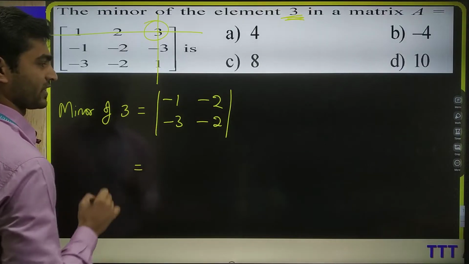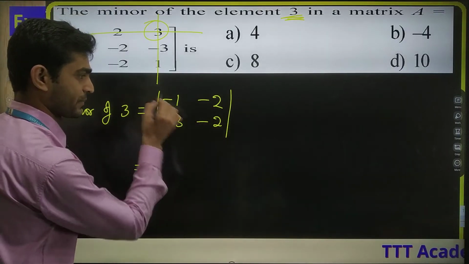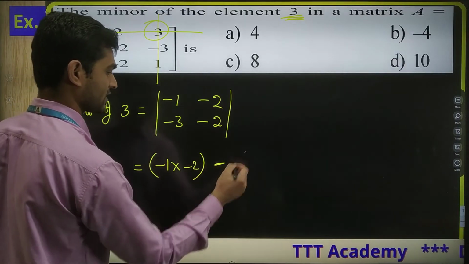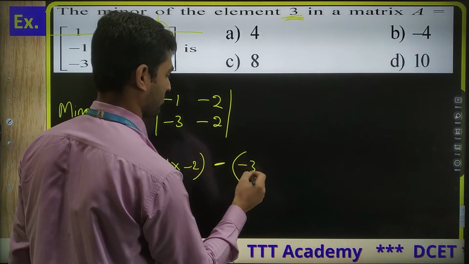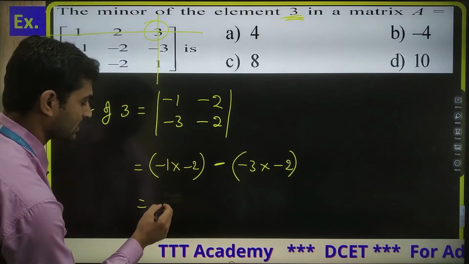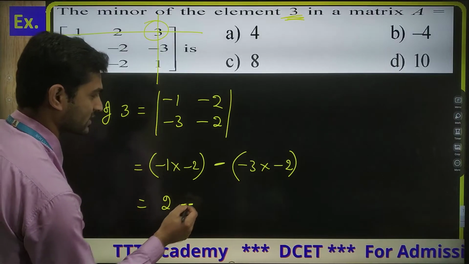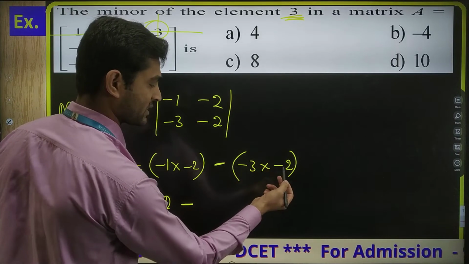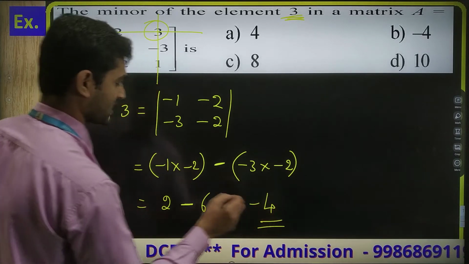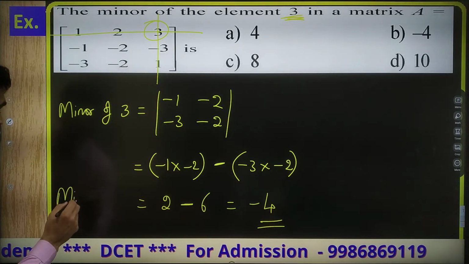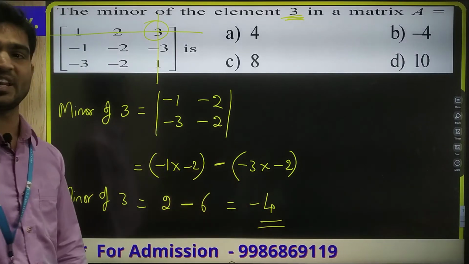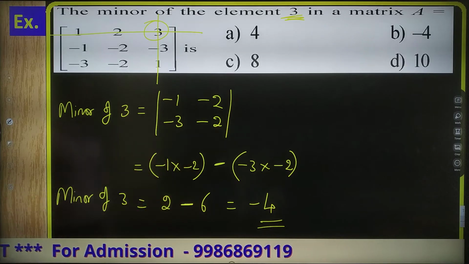Next, how to simplify this? That is product of first principal diagonal element, -1 into -2, minus product of second diagonal element, -3 into -2. So finally minus into minus plus 1 2s are 2, minus into minus plus 3 2s are 6. So finally -4. The -4 is the minor of 3. The minor of 3 is -4.